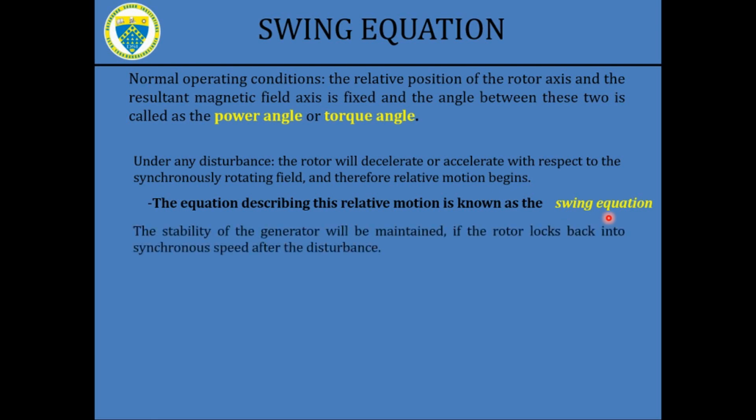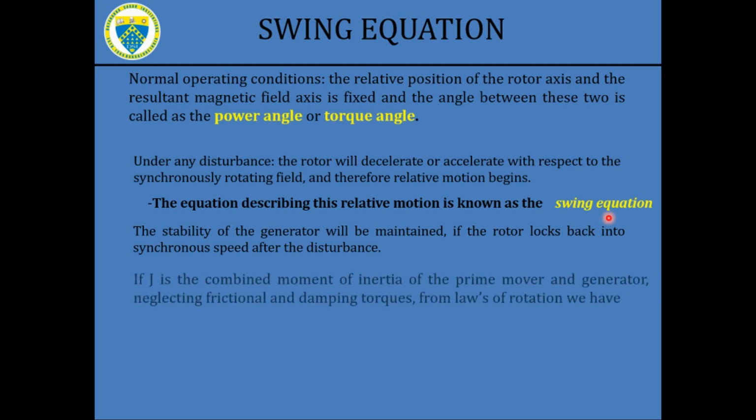The stability of the generator will be maintained if the rotor locks back into synchronous speed after having been subjected to disturbance. It is more convenient to represent J, that is the combined moment of inertia of the prime mover and the generator, neglecting frictional and damping torques, from the laws of rotation.